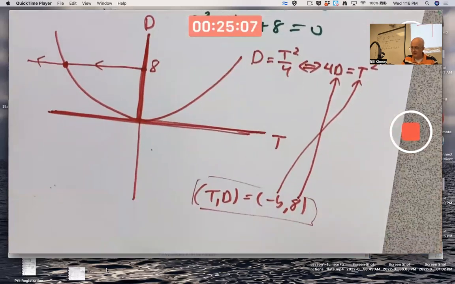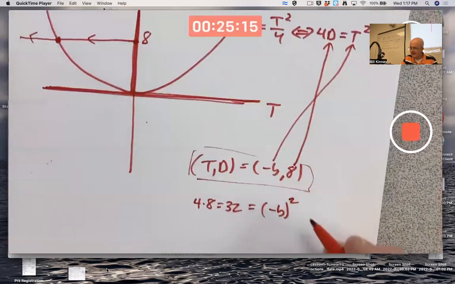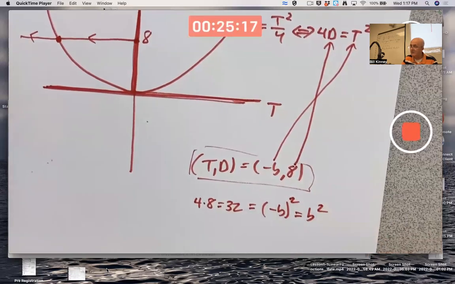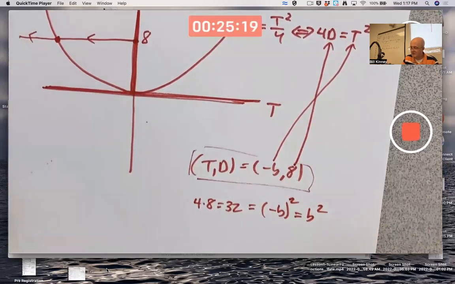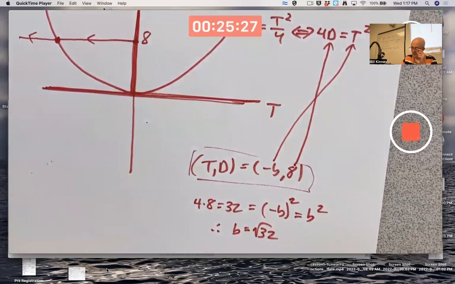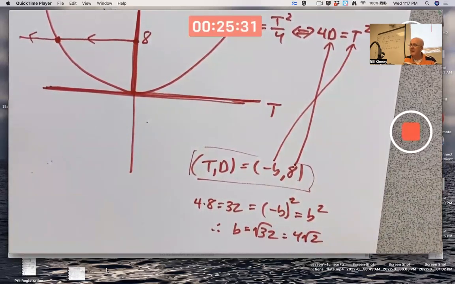4D equals 4 times 8, which is 32. That equals T squared, which is negative B squared. The negative sign goes away, so you can write that as B squared. B squared equals 32. Oh, we saw that equation 10 minutes ago. Therefore, B equals the square root of 32, just like before, 4 square root of 2. That's the bifurcation value.